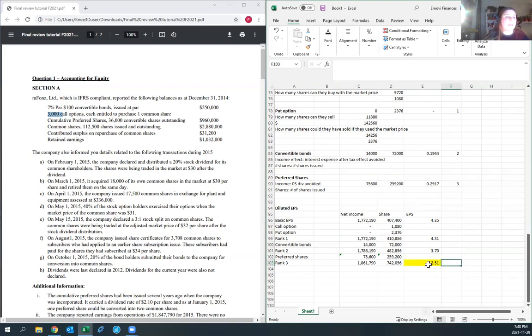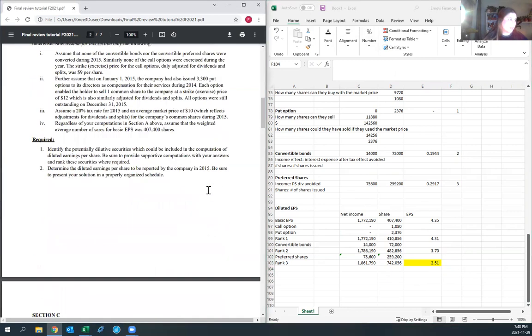If, for example, instead of being 2.51, it was 4, then my diluted EPS would have been 3.7, because the 4 becomes anti-dilutive. So that means that it increases my diluted EPS. But it's not the case. All right, so we're done section B.